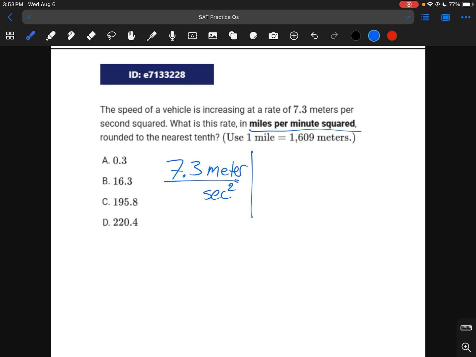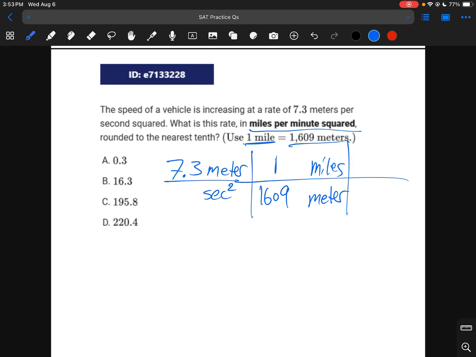Okay, so what you can do here is you just need the units to cancel. So we want to get rid of meters. So we have to divide by meters. But what do we want? We have to replace it with something. Well, we want miles. So let's put miles up here. And we're told that 1 mile is 1,609 meters.